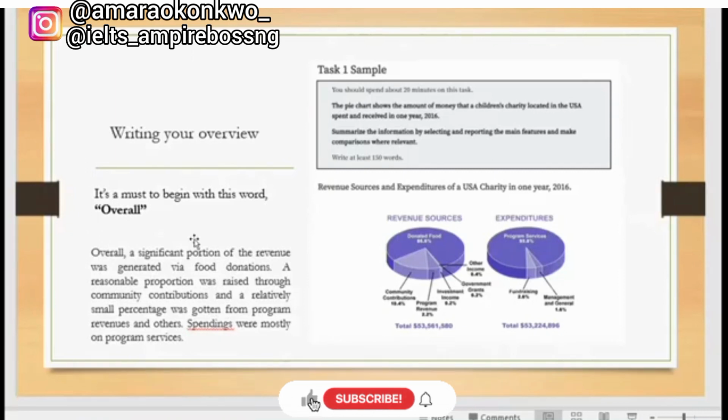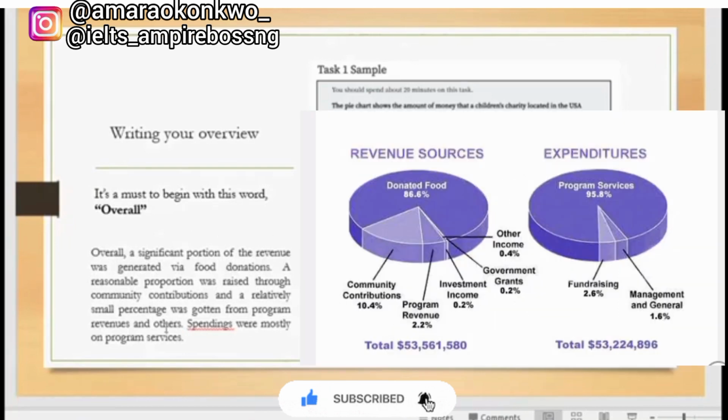See, now, before we started writing, remember we talked about what we can see in the two pie charts. So whenever you want to begin your overview, you need to begin with this word: overall. Please, this is compulsory. There's no other option actually for report writing, your academic writing task 1. You must begin with overall when you want to begin the second paragraph, which is your overview. So begin with the word overall.